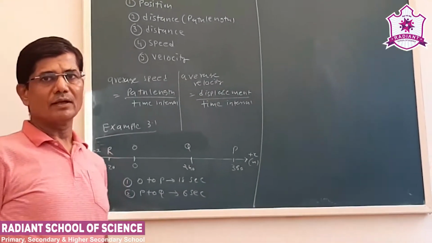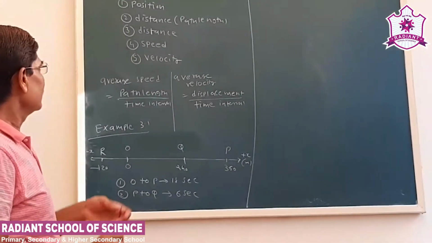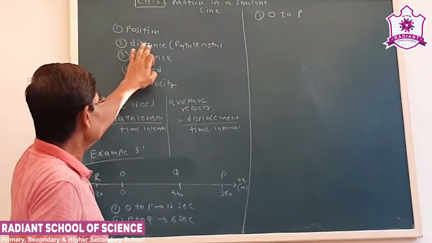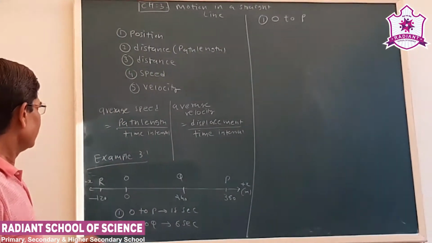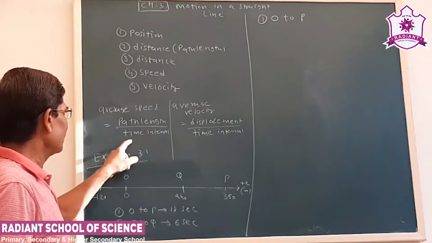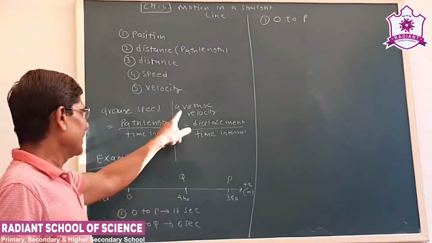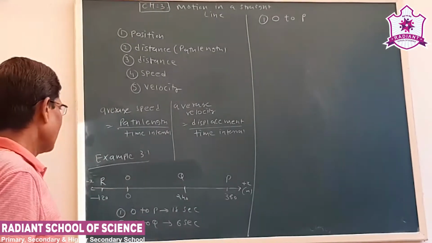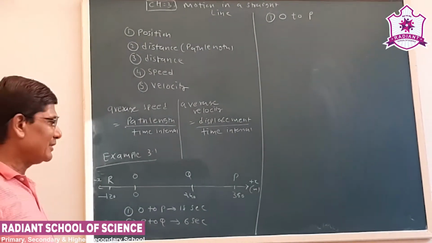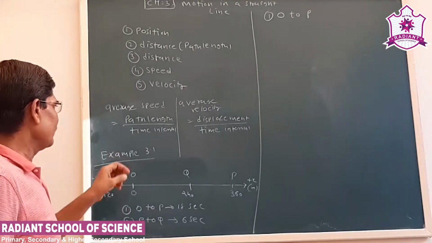Dear friends, last time we started lesson number 3. Now we saw about position, distance or path length, distance, speed and velocity. We also saw about average speed, that is path length upon time interval, and the average velocity is displacement upon time interval. Now by using this we can take example 3.1.